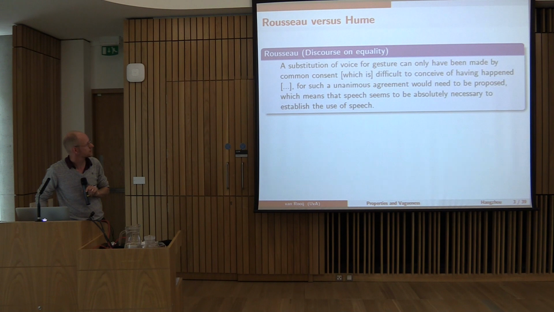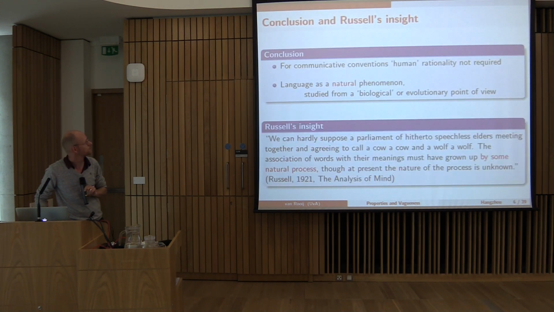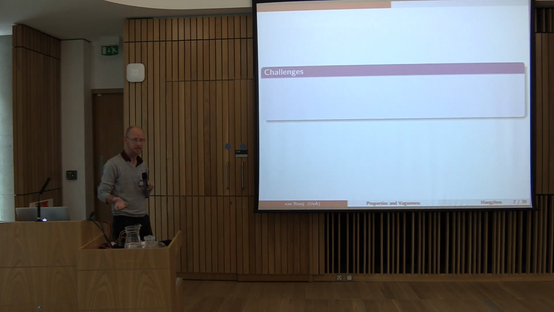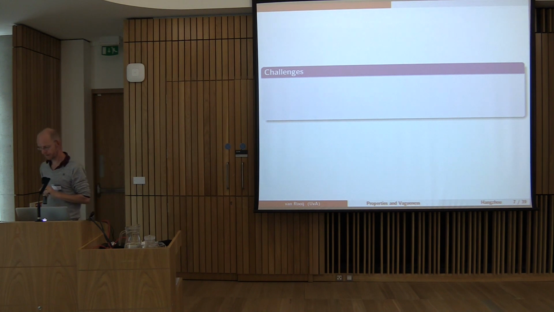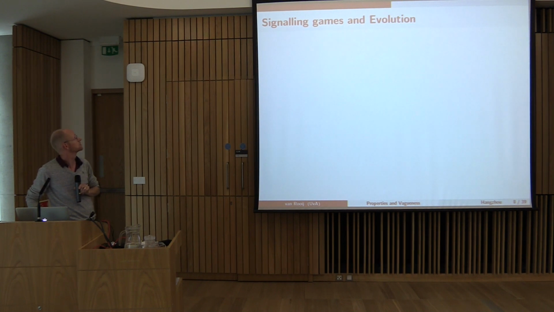Okay, so let's not go into this. We all know that. Okay, so we can use signaling games to explain meaning, the evolution of meaning, but there are lots of challenges that remain. How can we explain specific features of natural language, for instance?